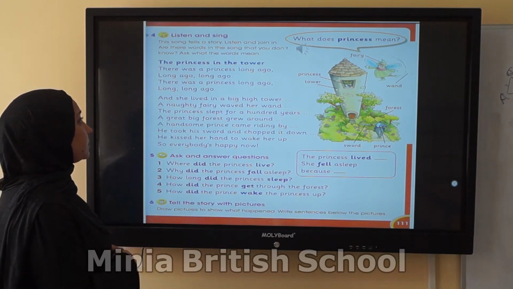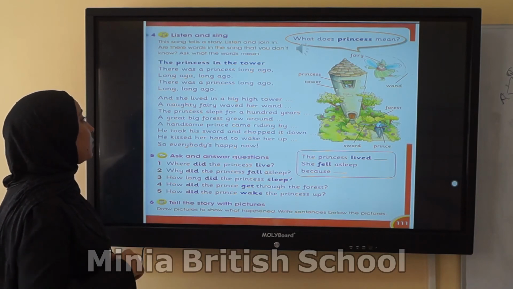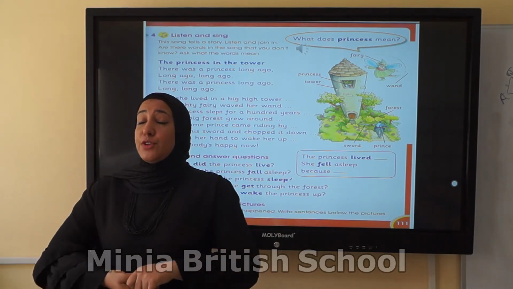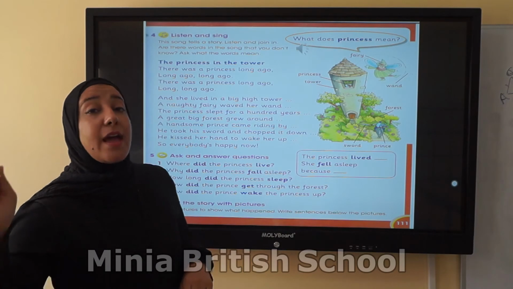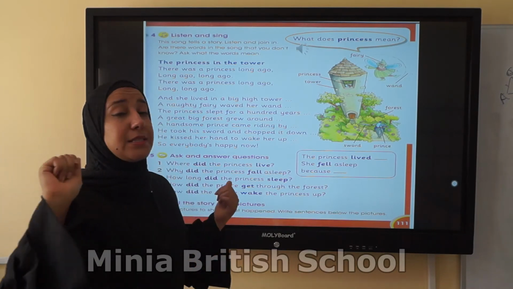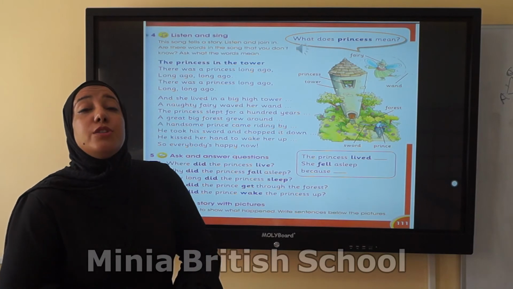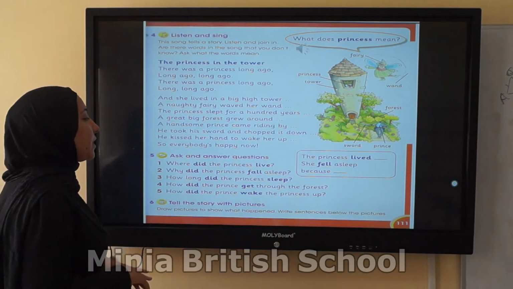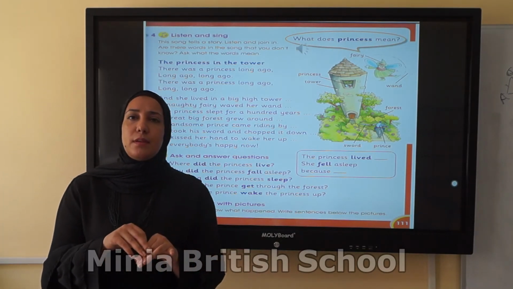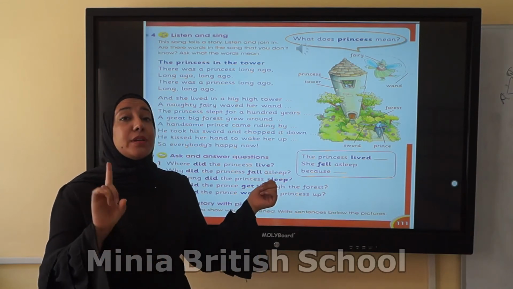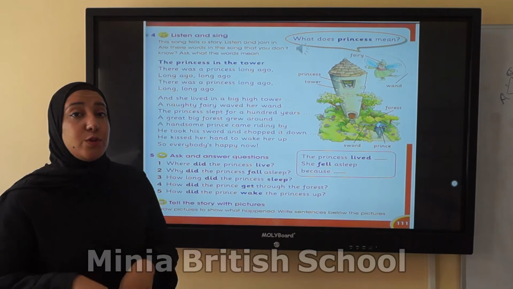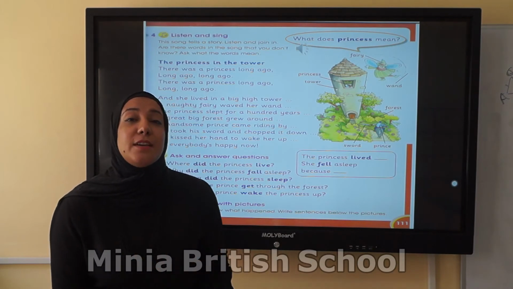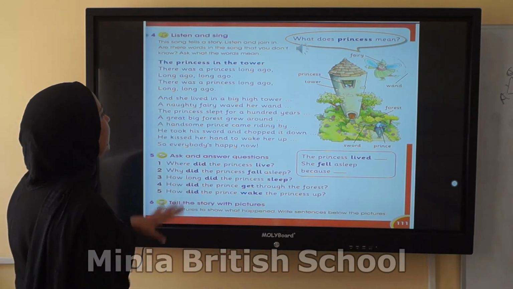Let's read together. The naughty fairy went there and she made the princess sleep for 100 years. For 100 years, she was very naughty. Okay, how long did the princess sleep? What do you think? I said sleep, not slept, because after did we use the infinitive. So how long did the princess sleep? What do you think? Let's read together.